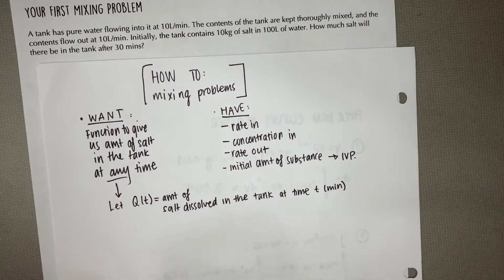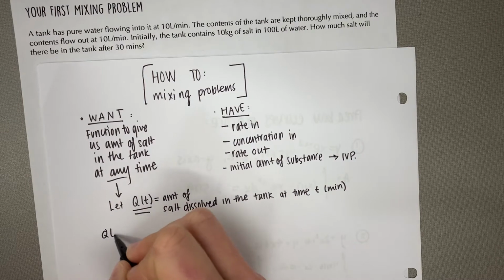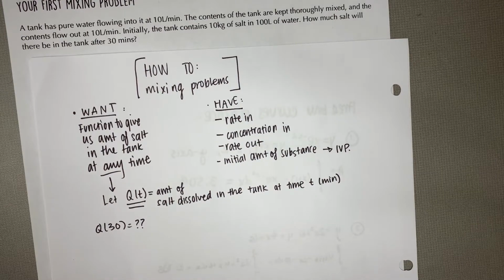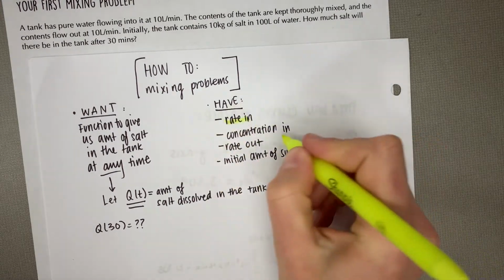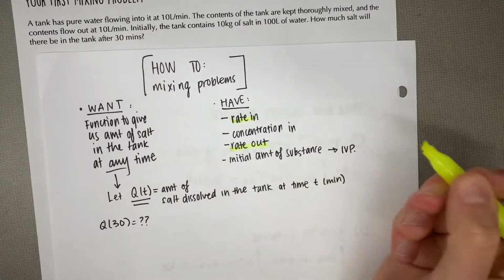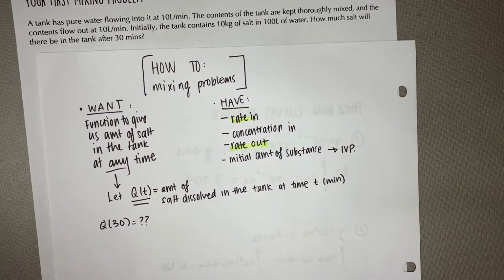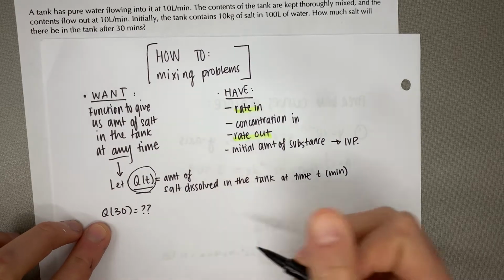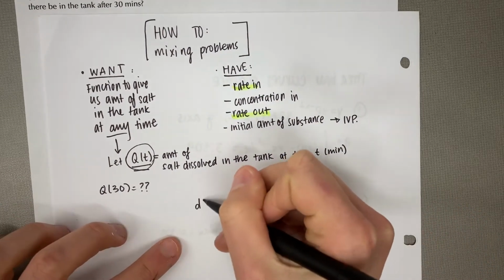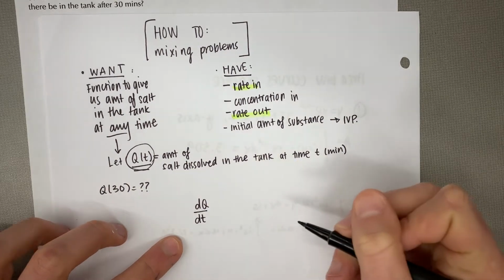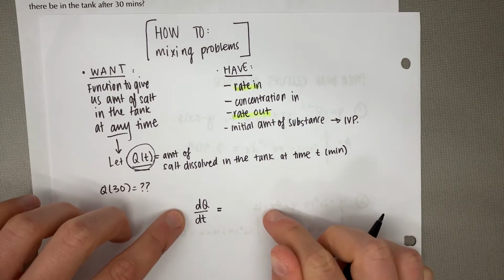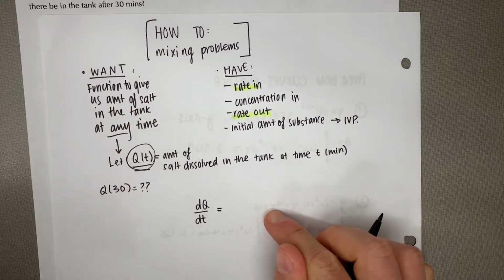All right, so how do we get Q of T? Because we want Q of 30. Well, looking at my givens, I have rate in, concentration in, rate out. Rates make me think of derivatives, which makes me think of differential equations. Since I want Q of T, if I'm thinking about differential equations, I know that if I separate dQ/dt and then integrate both sides, I will get back to Q of T. So that's very helpful.